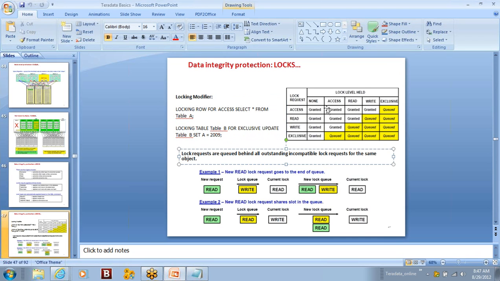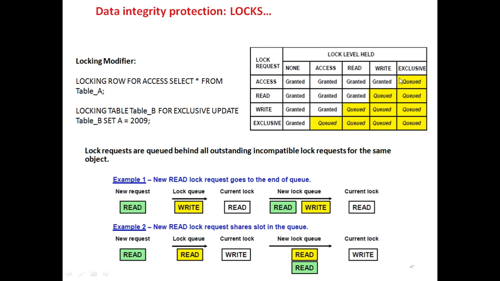Okay. And here this table will give you the summary of compatibility of the locks. So how to read this table? First see what lock is obtained on the object. So it is none. And what is the lock request coming in? It is an access lock, and if there is no lock on the current object, can we grant it or not? Yes, we can grant it.